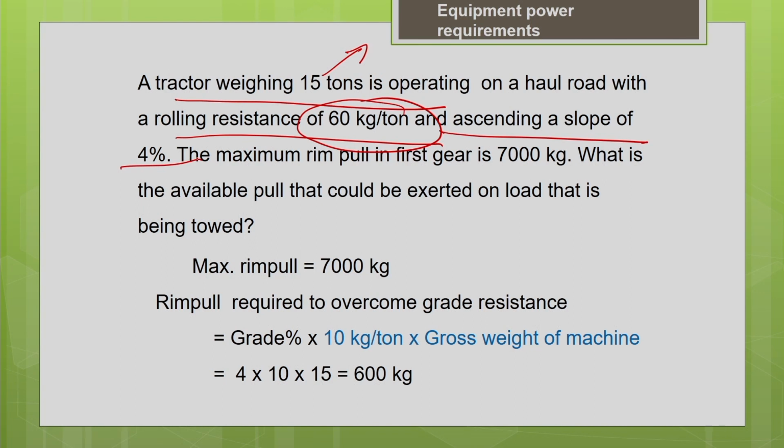This machine is climbing a slope of 4%. The gradient is given. The maximum rim pull in the first gear is 7000 kg, which is given by the manufacturer. Now you are supposed to calculate the available pull that could be exerted on the load that is being towed. That is what we are interested in. What is the usable power available to pull or tow your load? That is what we are going to estimate now.